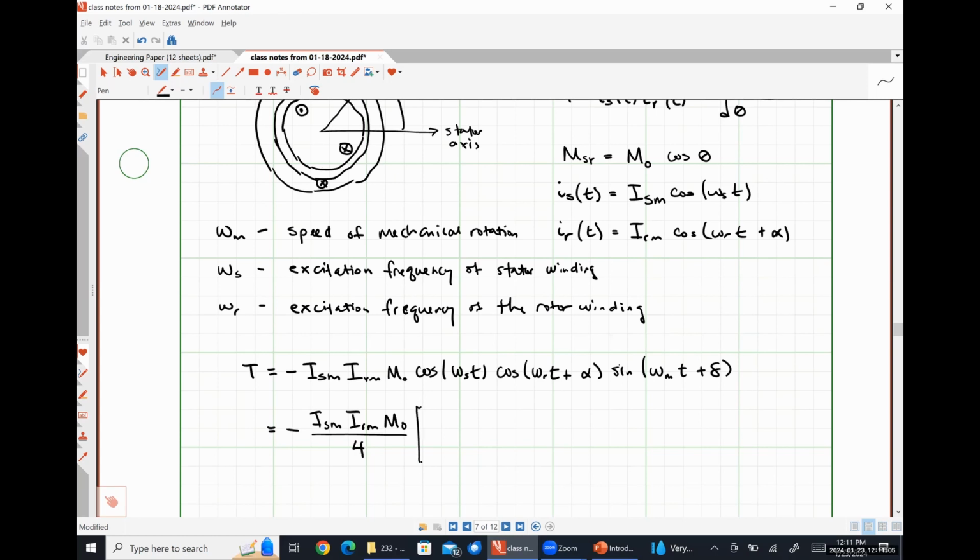And then I'm going to have 4 large, ugly sinusoidal terms. So I'm just giving you a warning now. So we're going to have sine of omega M plus omega S plus omega R, that combination of frequencies times time, plus our electrical phase angle alpha plus our physical phase angle delta.